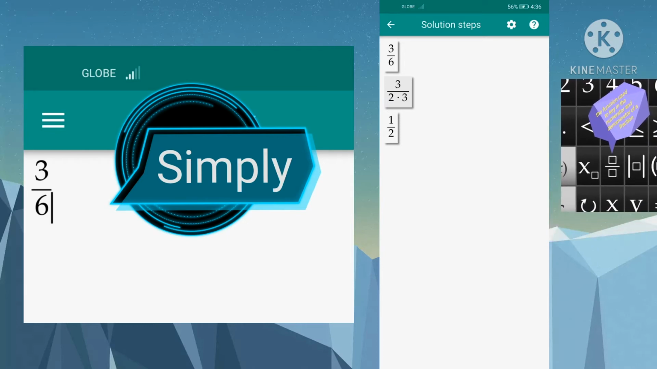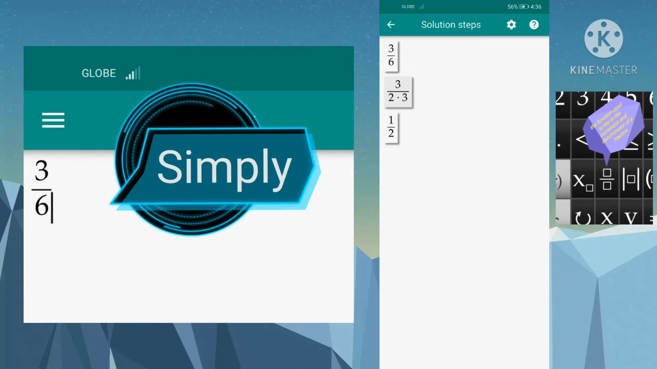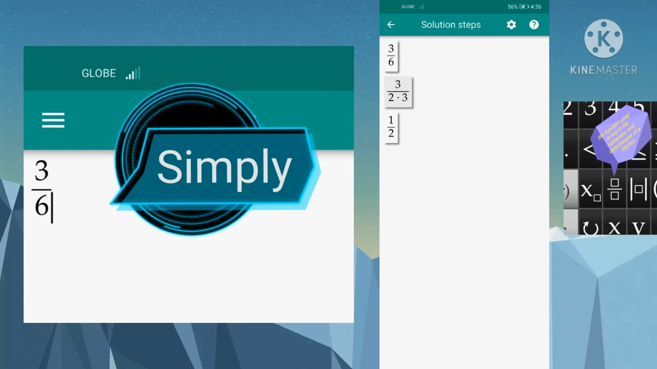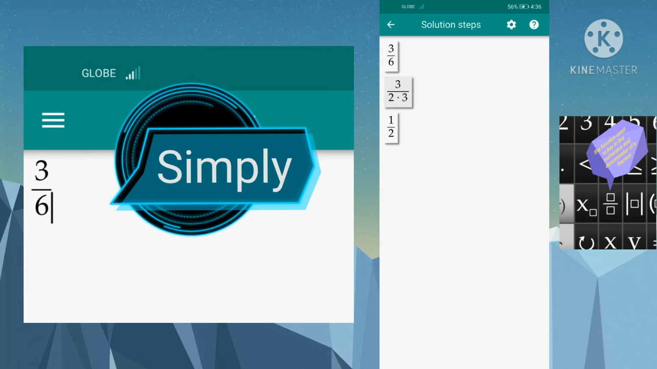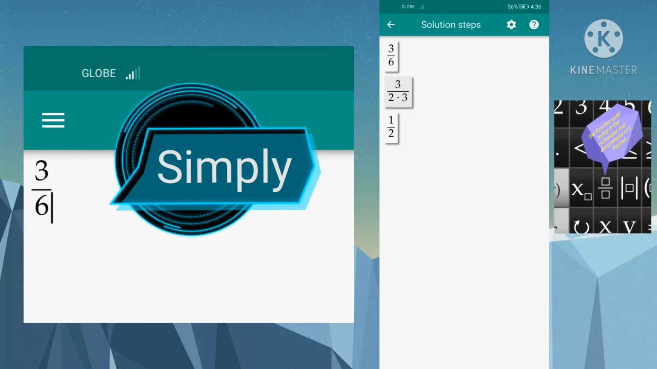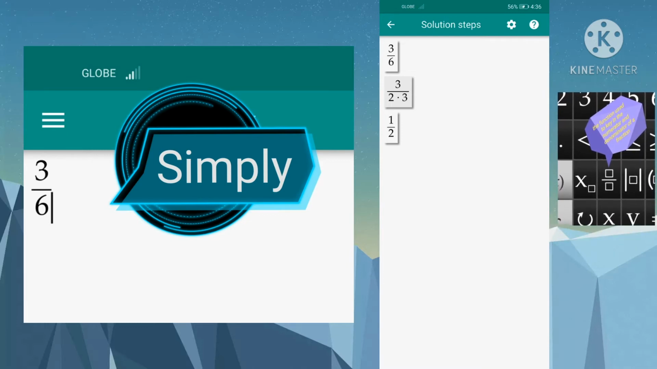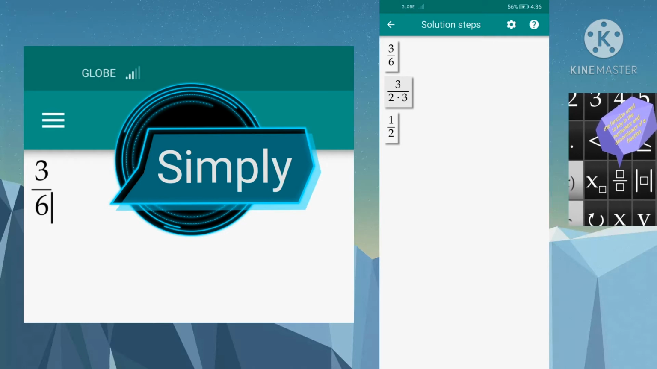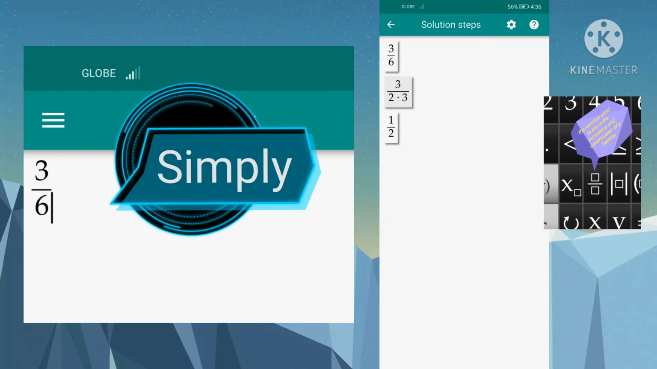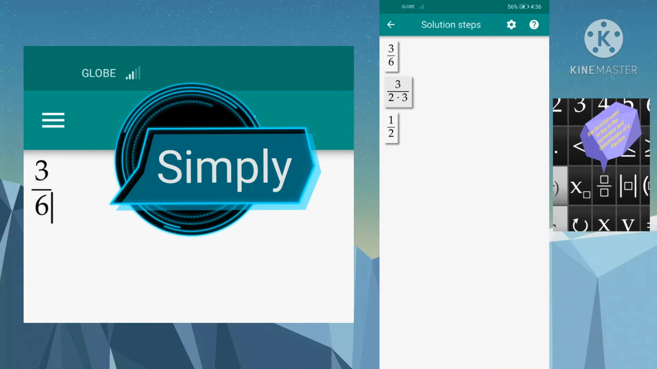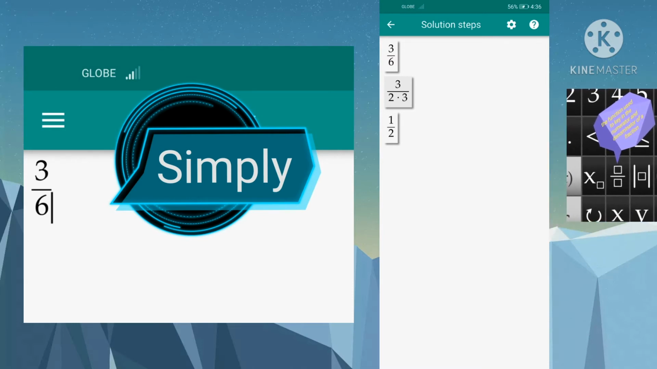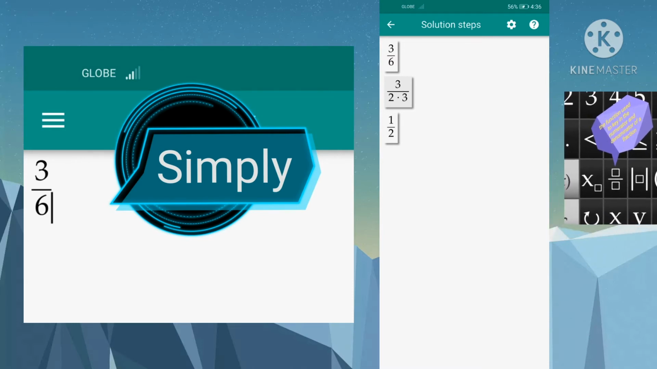So, i-represent niya ngayon yung kanyang solution at saka yung answer. So, 3 over 6. So, that is equal to 3 over, finactor niya yung 6. That is 2 times 3. Then, of course, i-cancel natin yung 3 sa numerator at saka denominator. Ang matitira ay 1 sa numerator at saka 2 sa denominator. So, the answer is 1/2.